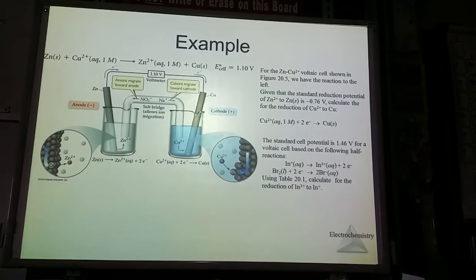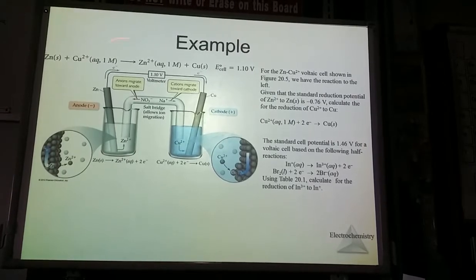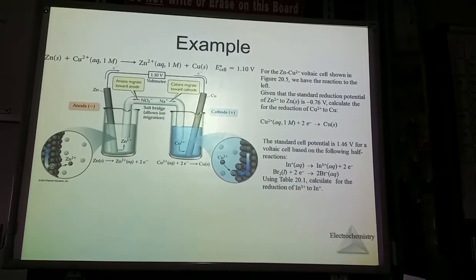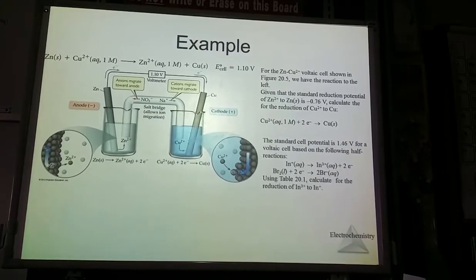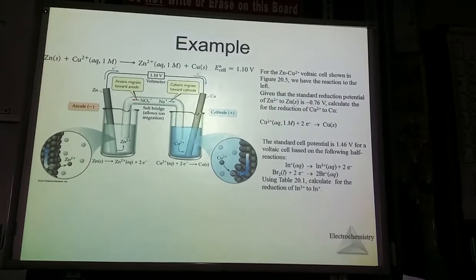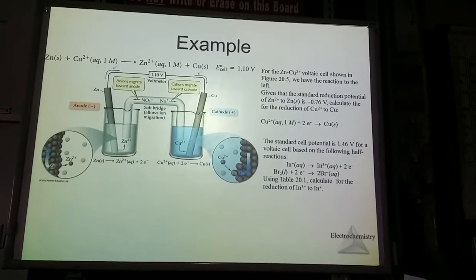Okay, let's look at another example. This is for the zinc copper 2+ voltaic cell shown in the figure right here. So literally the one that we've been looking at this whole time. It says we have the reaction here to the left. So they give us the reaction. They also give you the cell potential. So they're telling you that on the voltmeter, this whole reaction is giving me 1.10 volts. Given that the standard reduction potential for zinc 2+ to zinc is negative 0.76 volts, I want us to calculate the reduction from copper 2+ to copper.